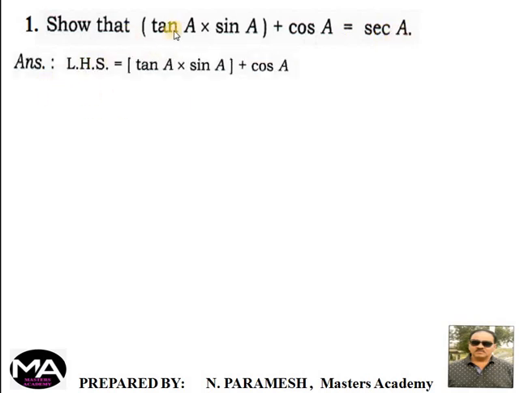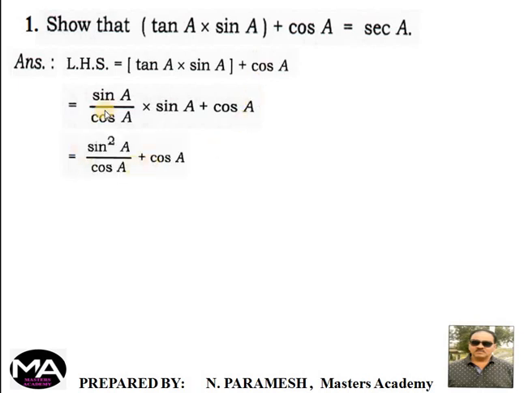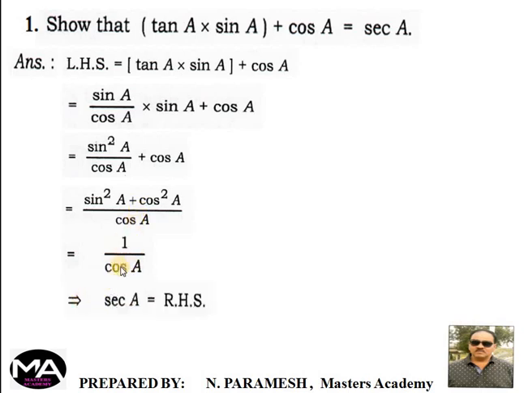Answer. LHS. Tan A into (sin A plus cos A). Tan A is nothing but sin A by cos A, into sin A as it is plus cos A as it is, equal to sin A into sin A, sin square A by cos A, plus cos A as it is. Taking cos A as the LCM, sin square A plus cos A into cos A, cos square A, that is equal to sin square A plus cos square A, which is 1, divided by cos A, which implies 1 by cos A is secant A, that is RHS.